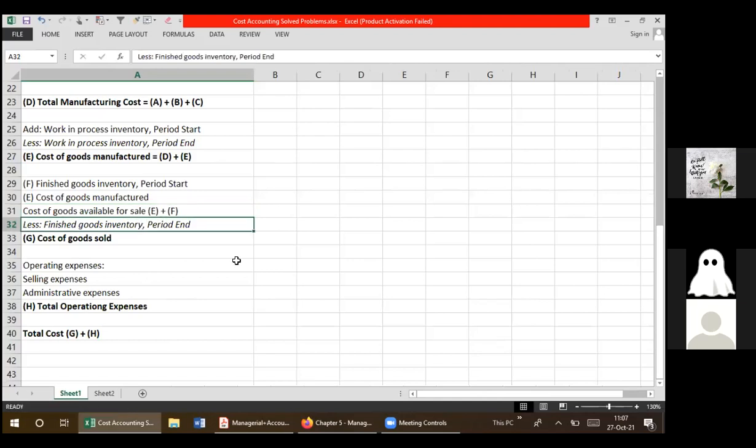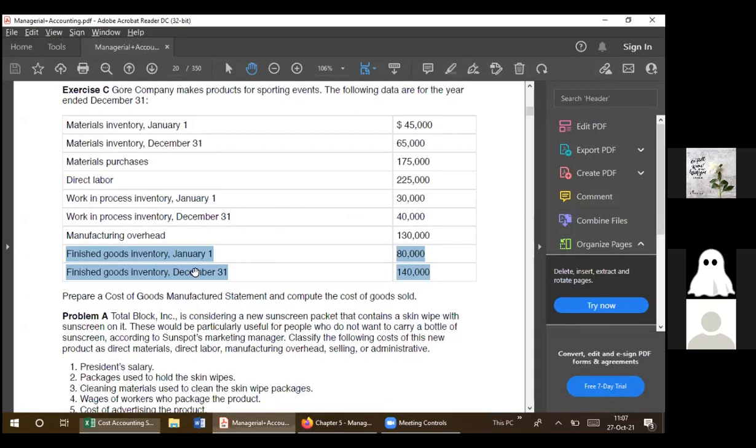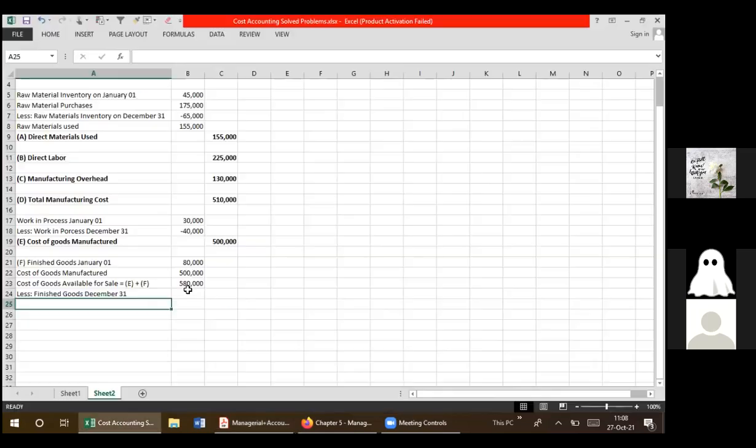Next step is less finished goods inventory, period end. So we write less finished goods inventory December 31st. Finished goods inventory December 31st is 140,000. So minus 140,000.